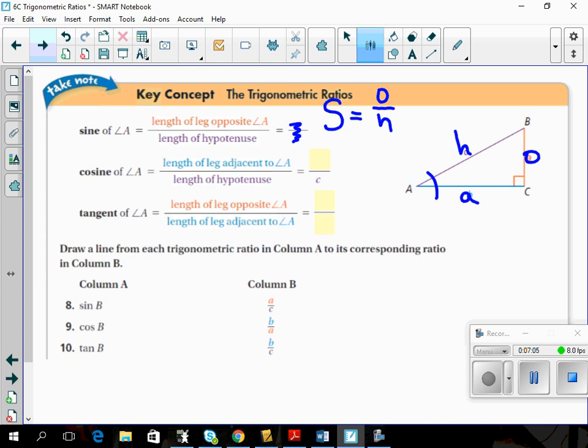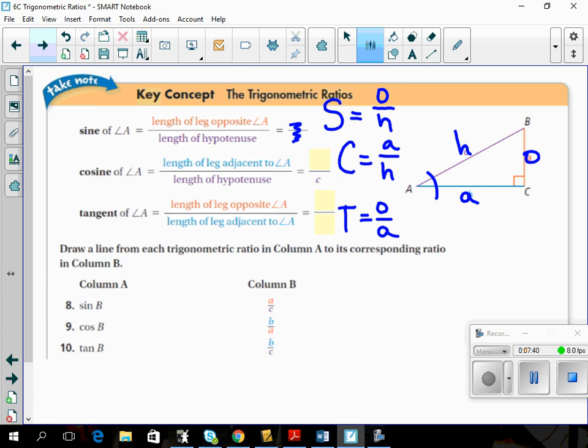Look at what I've written here. The cosine is going to be the adjacent over the hypotenuse. And the tangent is going to be the opposite over the adjacent. Okay? You might hear something called SOHCAHTOA. SOHCAHTOA. What does that mean?